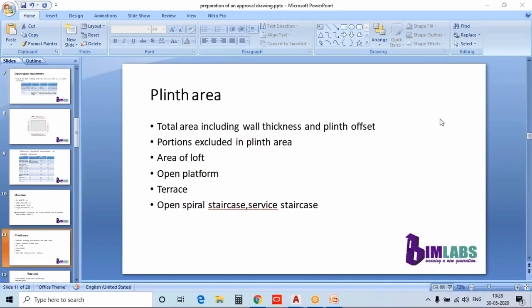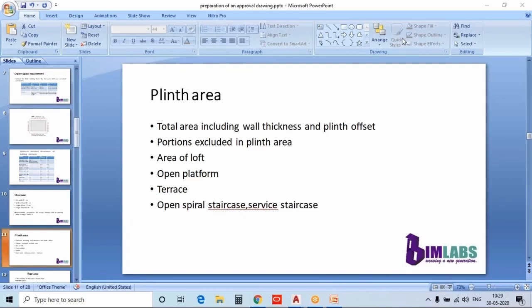Up to this, your approval drawing should have floor plans, sections, and elevations. Then the other important thing that the approval drawing must include is the areas of the building. First of all, you have to find out the plinth area. Plinth area means the total area including the wall thickness and the plinth offset. Only if the plinth offset exceeds 5 centimeters do you have to consider the plinth offset. Otherwise, you have to take the total area including the wall thickness.